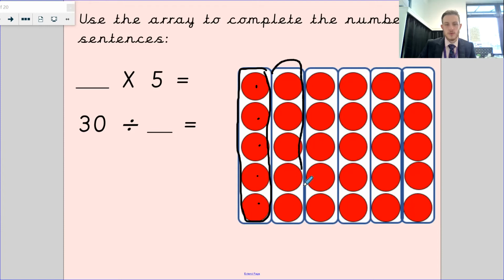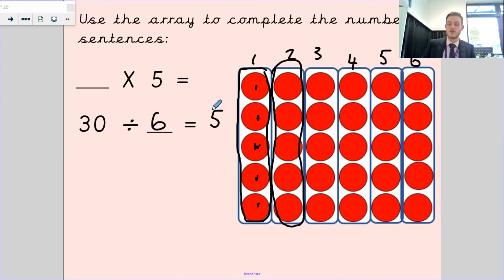There's another group. It's like counting in our rows, isn't it? 1, 2, here's another group. 3, here's another group. 4, here's another group. 5, here's another group. 6, let me just move my head a little bit. So how many am I divided by? 30, I'm dividing it by 6. And how many are in each group? 1, 2, 3, 4, 5. Well, I've got 5 in each group.